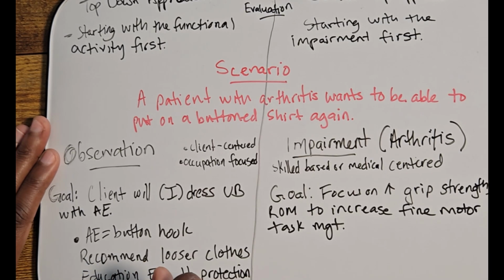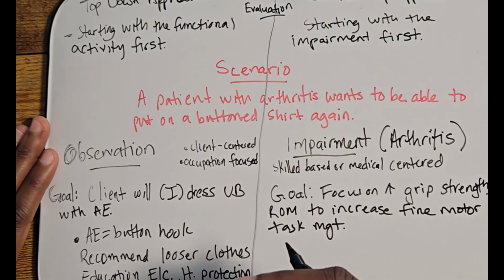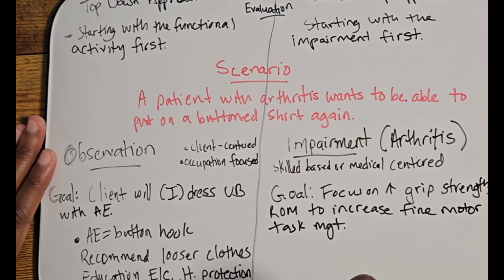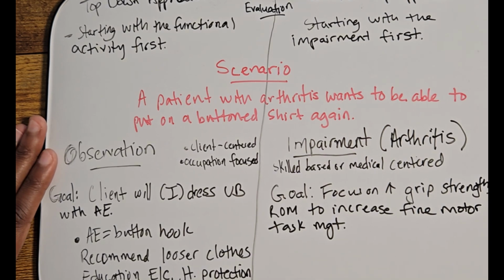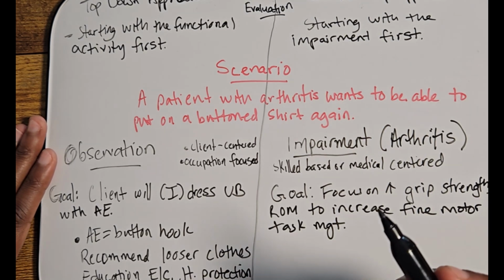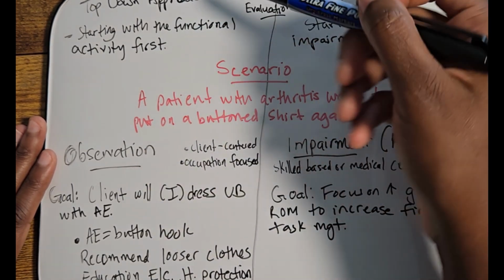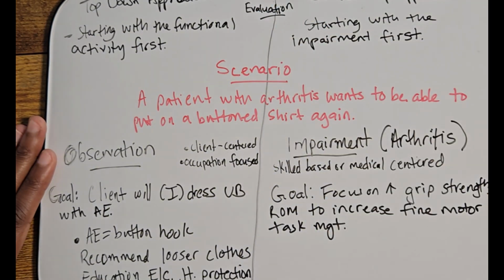Some different techniques, right? Like maybe having the shirt pre-buttoned in a certain way with only a small portion open that allows them to get their head through, and doing it that way so they don't even have to worry about buttoning. That could be an option as well, right? So all of this falls under the top-down approach.